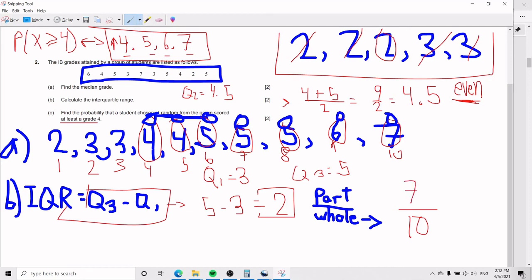So 7 over 10 is the probability that a student chosen at random from the group scored at least a grade of 4, which is the same as writing 70%. All right, so that is how you solve this problem. I hope it helped.